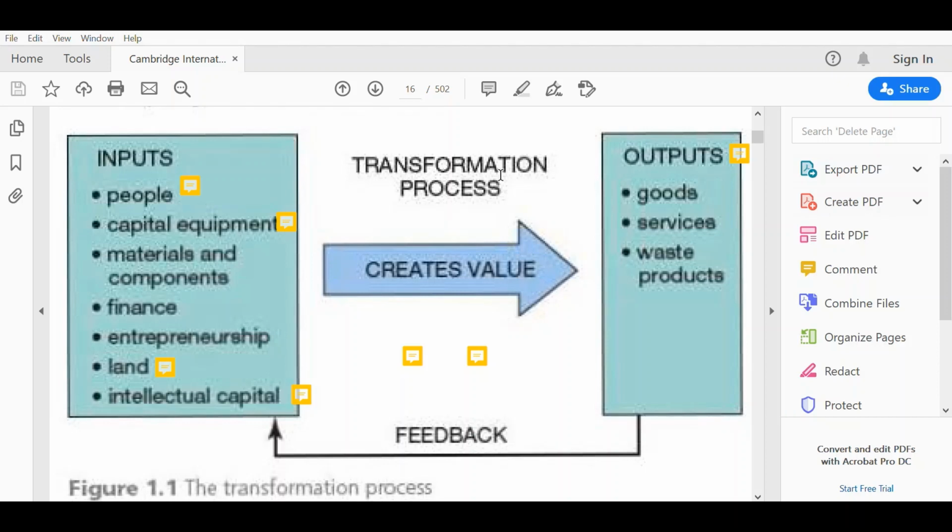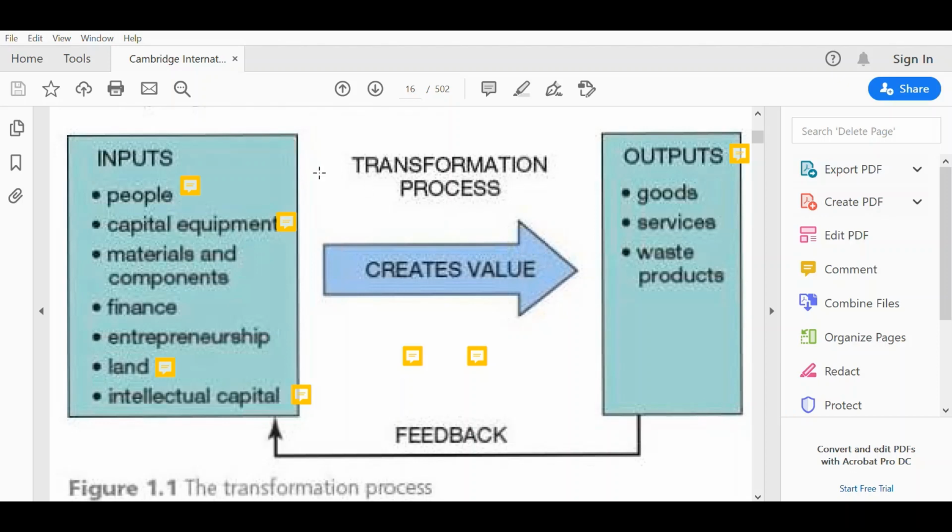You will notice here in the transformation process, every transformation process has to begin with inputs. Inputs that are transformed into the output, and the transformation process is all about adding value to these inputs so that we can have goods and services that have perceived usefulness in the minds of consumers.